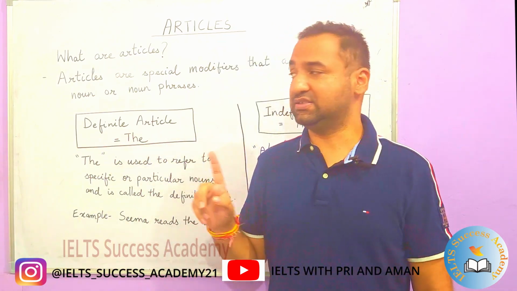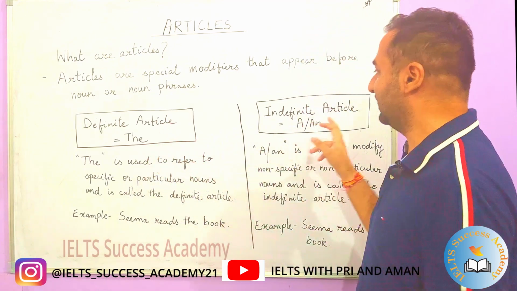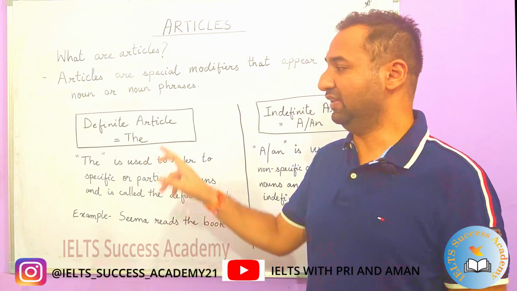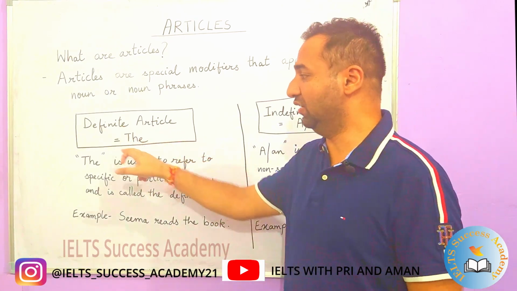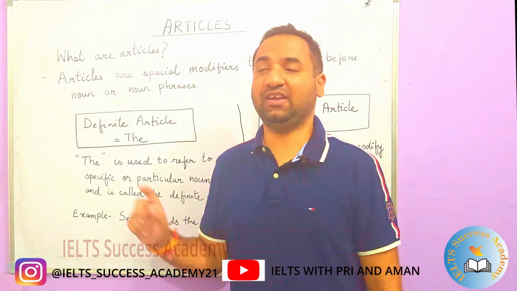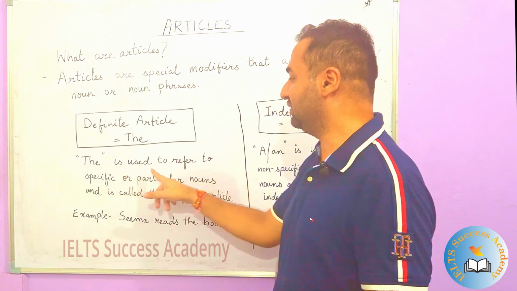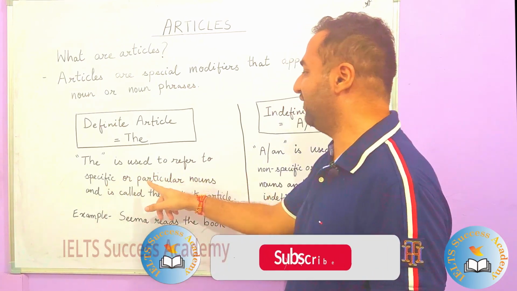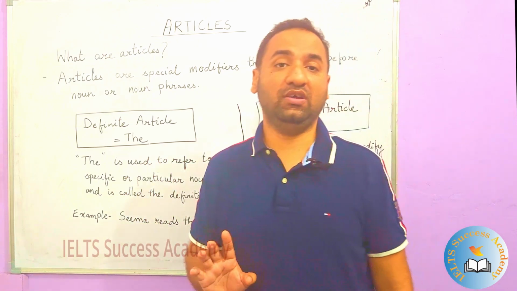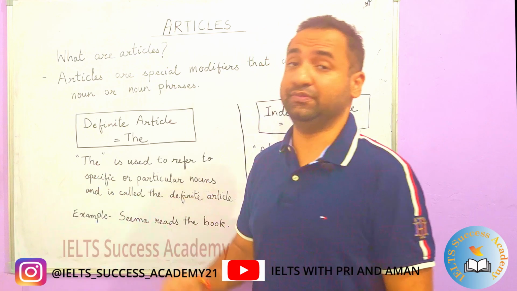There are two types of articles. Firstly is the definite article, and secondly is the indefinite article. In the definite article, we have "the". A definite article is defined as a word which is used to refer to specific or particular nouns, and therefore it's called a definite article. So the example is "the".